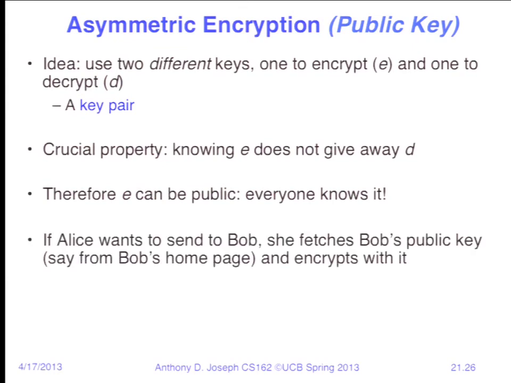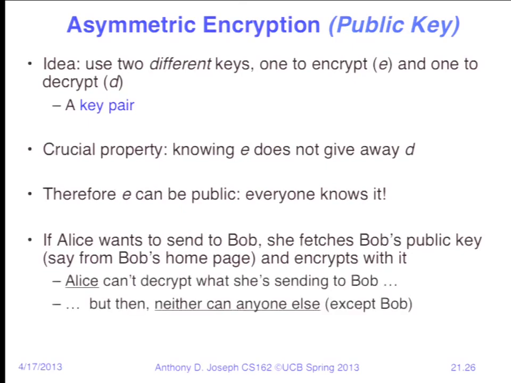So now, if Alice wants to send a message to Bob, she can retrieve Bob's public key, maybe from his homepage or from the newspaper or wherever, and now encrypt a message with it. The message that she encrypts, she can't actually decrypt. She can't read that message that she just encrypted. But no one else can either, except for Bob, because he has the decryption key. So this is a really powerful concept now, because I can put the key out there. Anybody can send me a message now securely.